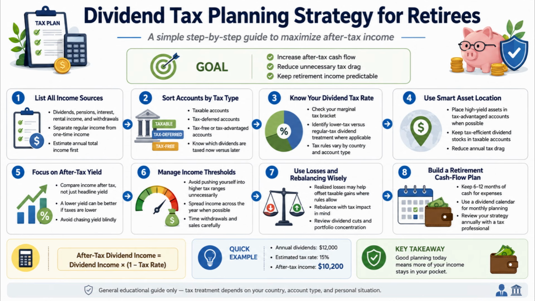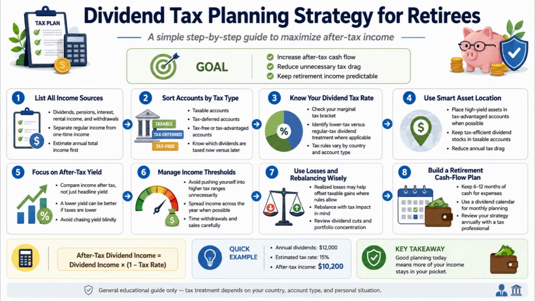In addition, retirees should manage income thresholds carefully. Extra dividend income, withdrawals, or asset sales may push total income into a higher tax range. So, spreading income across the year, timing withdrawals carefully, and avoiding unnecessary taxable events can help reduce surprises during tax season.